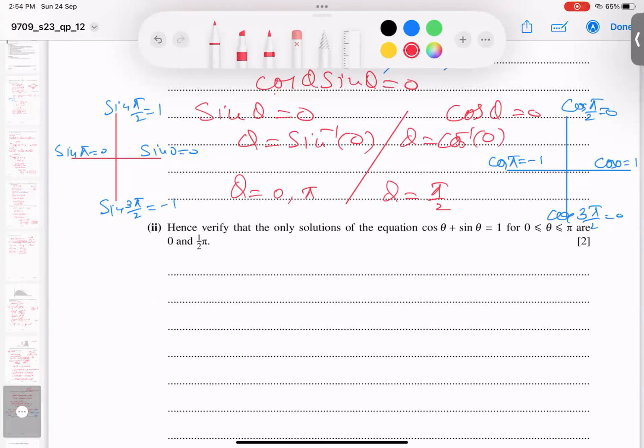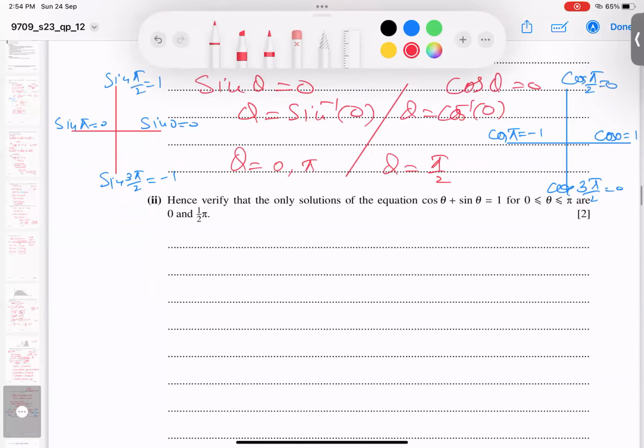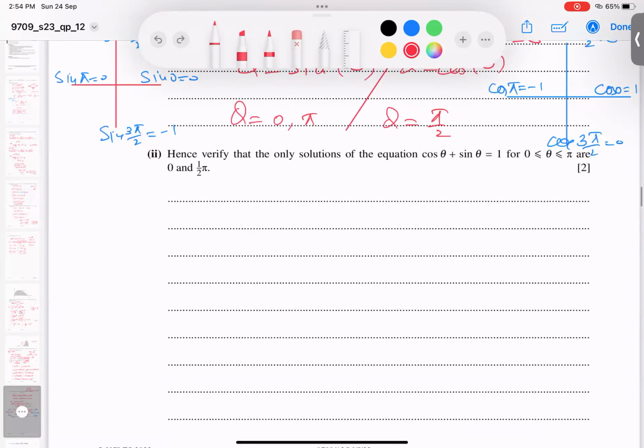Okay, students, let's go for the next part. He said verify the only solutions for this equation are 0 and 2. It means I will check all 3 options. So one by one I check and let's see how we can get this answer. One minute, please.